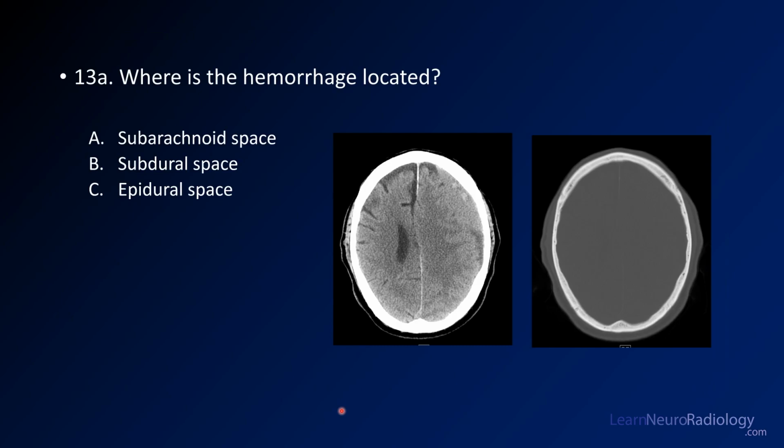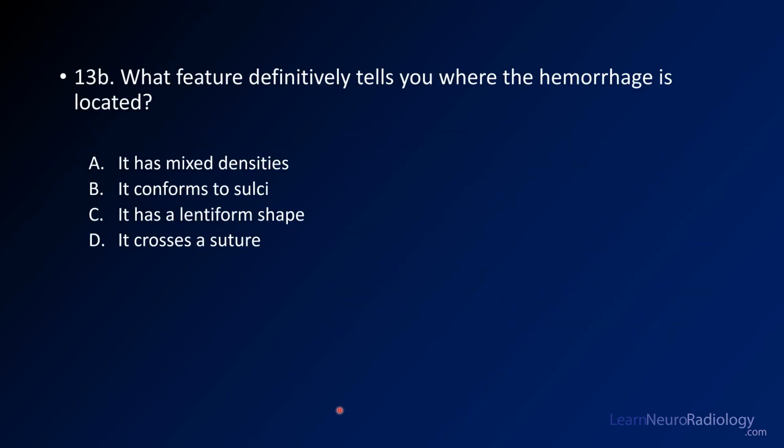So your first question is, where's the hemorrhage located? The subarachnoid space, subdural space, or epidural space? Your second question is about how you figured that answer out. So what feature clues you into where the hemorrhage is? Is it the density? Is it how it conforms to sulci? Is it the shape of the hemorrhage, or the fact that it crosses a suture?